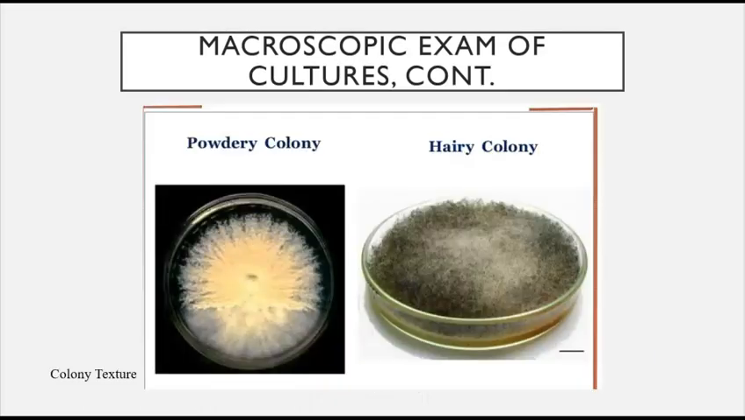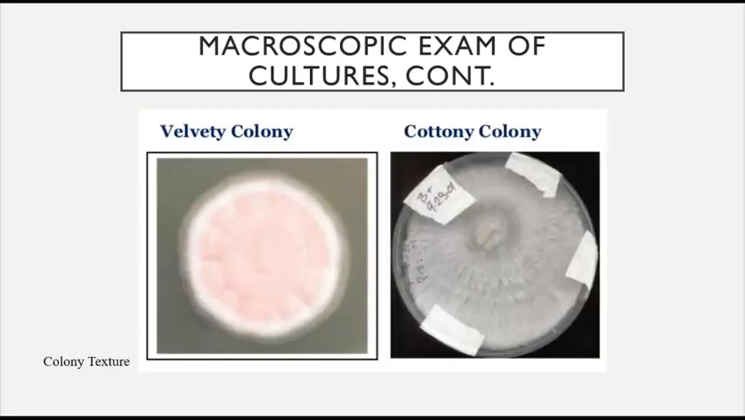Here is an example of a powdery colony, and this is a hairy colony. This would be very similar to your woolly colonies. This is an example of a velvety colony and a cottony colony.